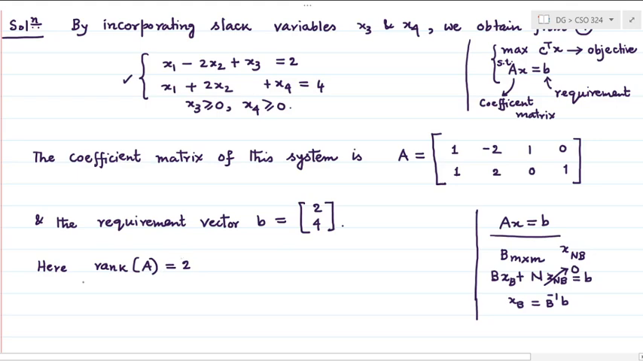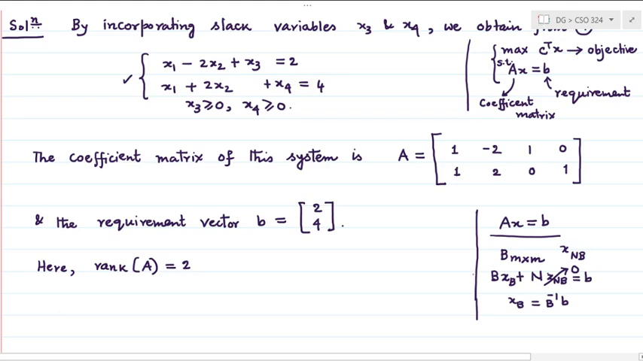Now here the rank of A is equal to 2. Let us now try to find the set of all 2 by 2 submatrices of A which are linearly independent. Corresponding to every non-singular 2 by 2 submatrix of capital A, you will have a basic solution. Now let us find the 2 by 2 submatrices of the matrix A. 2 by 2 because the rank is 2. If the rank is something else, let's suppose 1, then you will find 1 by 1 submatrices and so on.